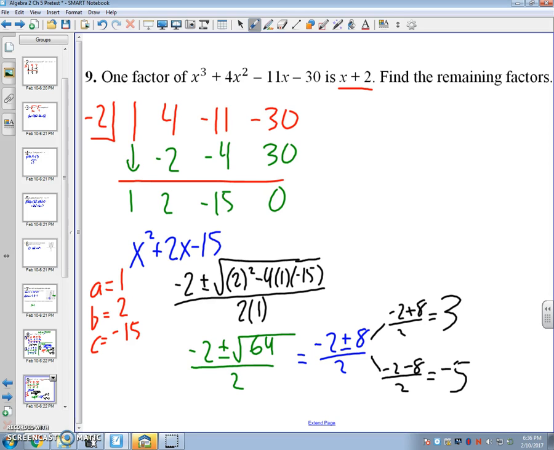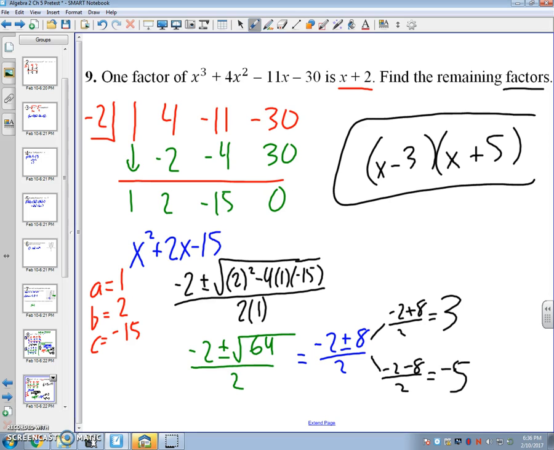Now make sure you answer the question. It said find the factors, not the roots. Remember, quadratic formula solves the problem, finds you the roots. For the factor, you got to put them in parentheses next to x. And when you do that, you got to change the sign. So that positive 3 turns to negative 3, and that negative 5 changes to positive 5. This is our answer, because that's what I'd FOIL to get the x squared plus 2x minus 15 back.